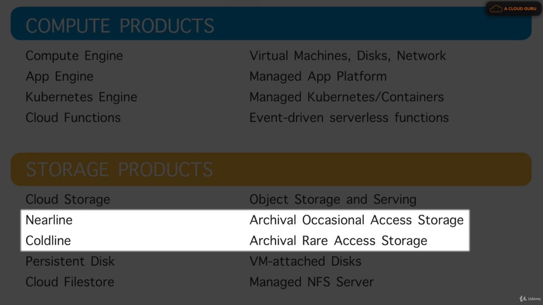Nearline and Coldline are really just versions of Cloud Storage that are priced and optimized for less frequent data access patterns, so they're perfect for backups. That's why their descriptions are archival occasional access storage and archival rare access storage.